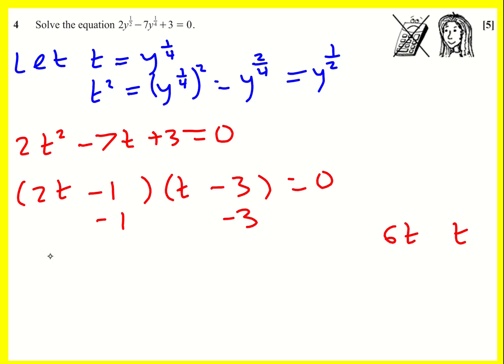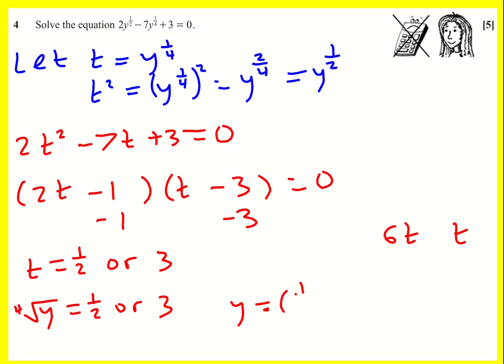Okay, so it's either this bracket is 0, which means t is equal to a half, or this bracket is 0, which means t is equal to 3. Let's just remind ourselves that it was y to the quarter, so that is the 4th root of y, is equal to a half or 3. So y is going to equal a half to the power of 4 or 3 to the power of 4.